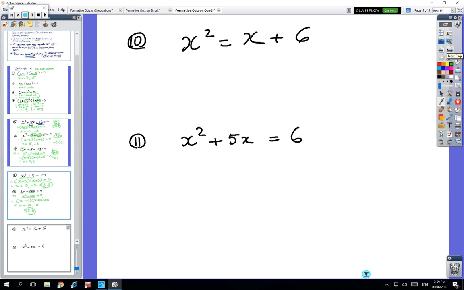Okay, so now we've got ones where the equation doesn't equal 0. So the first step you have to do is bring these things across and make them equal to 0. Okay, so can you do that? And when you're ready, come back live.